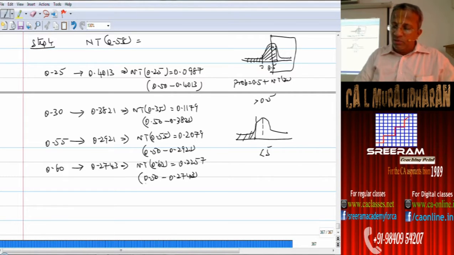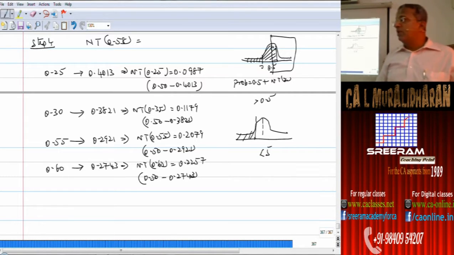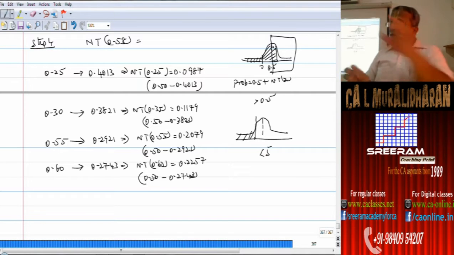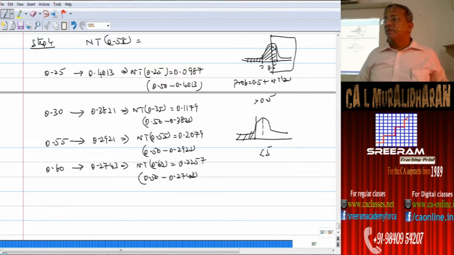So, instead of giving the normal table values directly, they have hidden this information by saying that this is the area of left or right tail. Single tail is what they have given. There also they have not said it is the area of left tail. They have just kept a question mark in your mind that it is left or right.